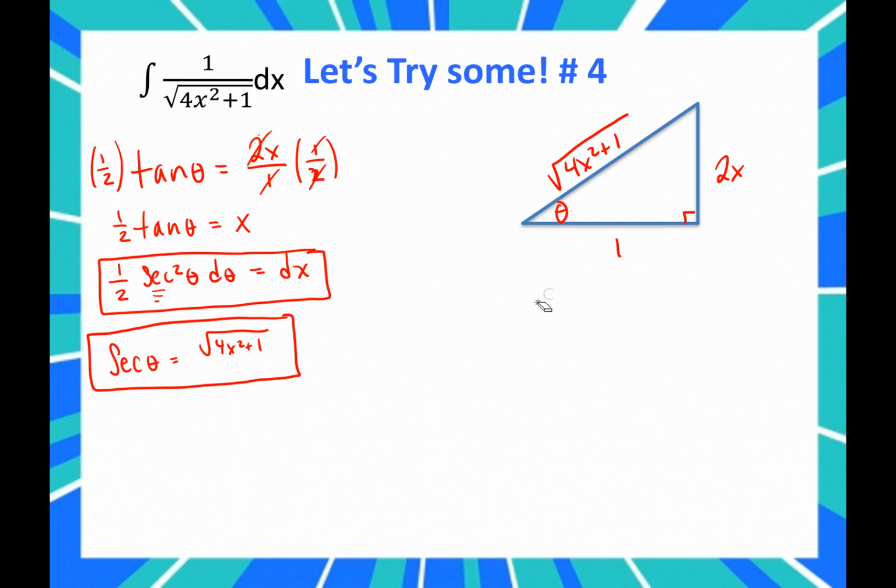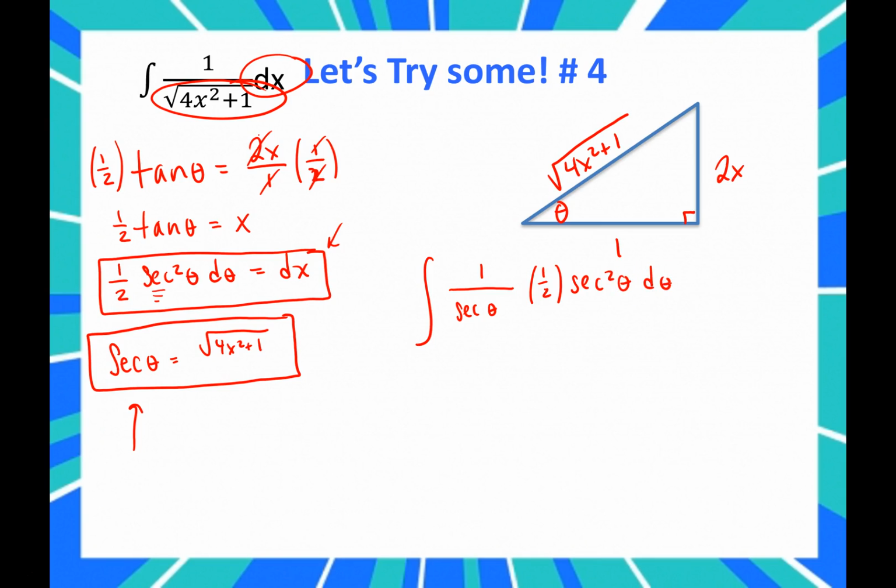All right, now let's go ahead and put into our integral. We're going to have 1 over, here's my match down here, that's going to be a secant theta. And my dx, my match is right here, and that's going to be a 1/2 secant squared theta d theta.